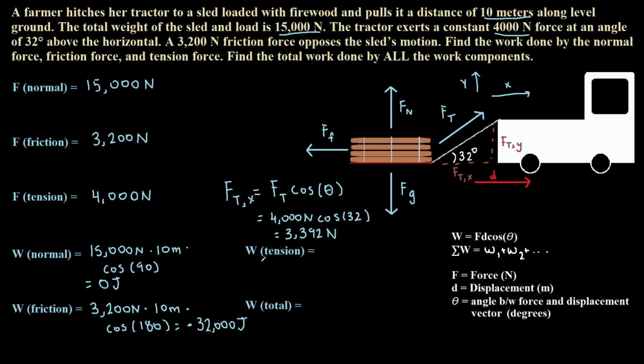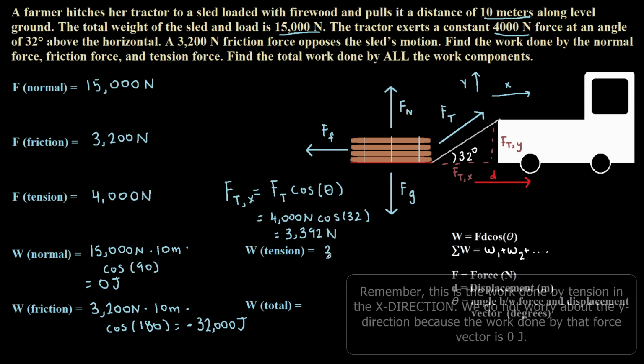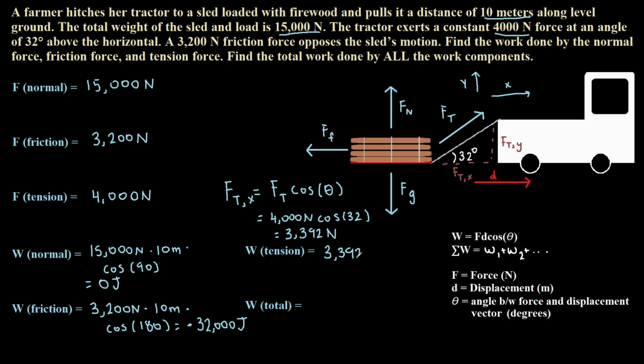The work done by the tension force is going to equal 3,392 newtons, because this is the force we're going to use, times the displacement, which is 10 meters, times the cosine of 0 degrees, because they're both in the same direction. And this will roughly equal positive 33,921 joules. Make sure to use the exact value you calculated earlier.